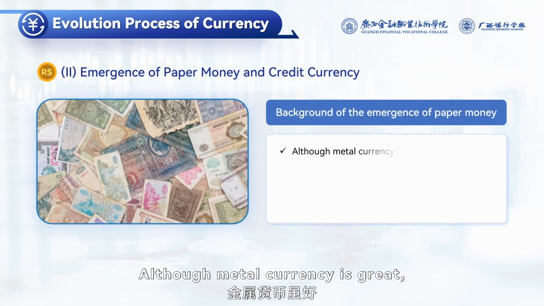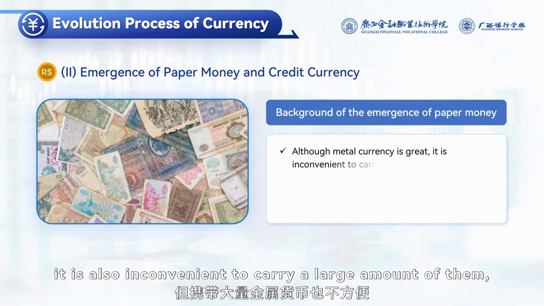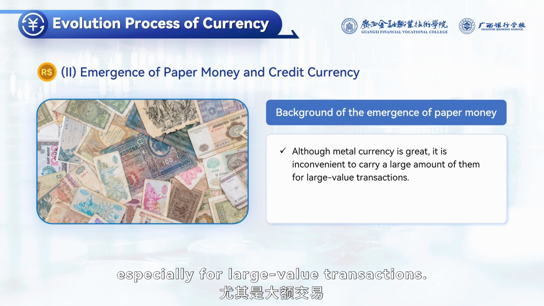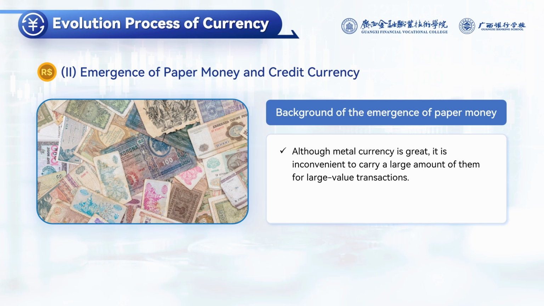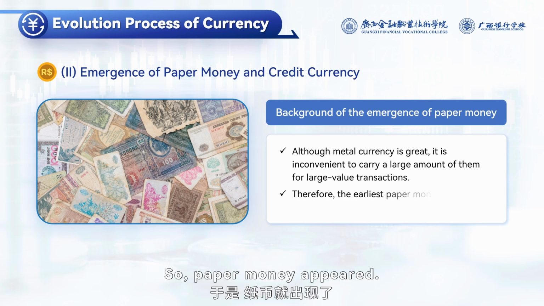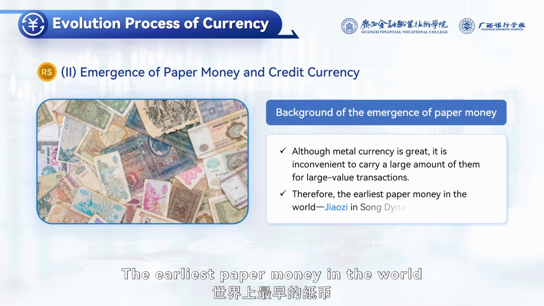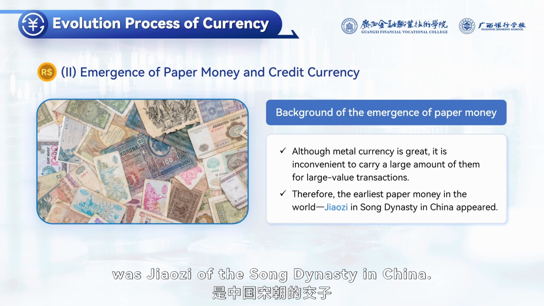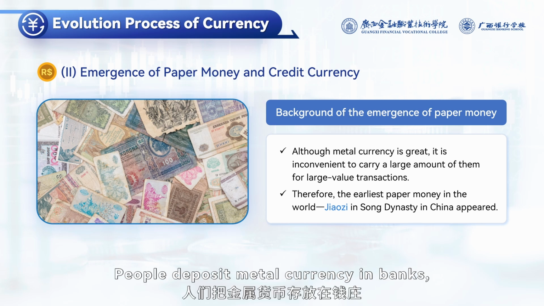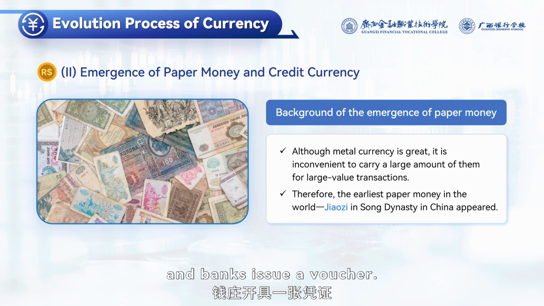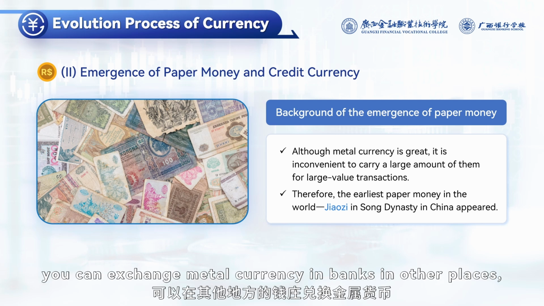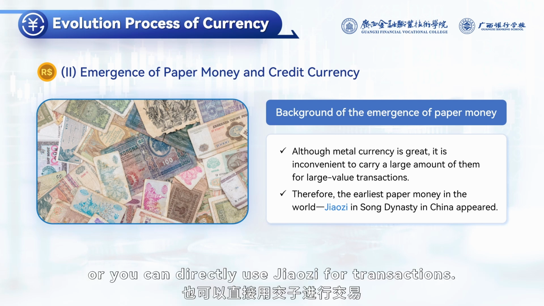Although metal currency is great, it is also inconvenient to carry a large amount of them, especially for large value transactions. So, paper money appeared. The earliest paper money in the world was jiaozi of the Song dynasty in China. People deposit metal currency in banks, and banks issue a voucher. This voucher is jiaozi.